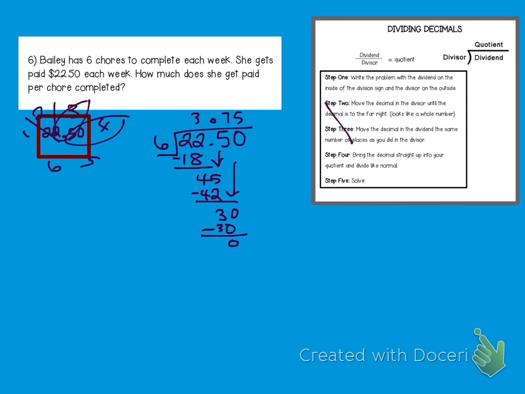Okay, you should have gotten 3.75. What does it mean to get an answer of 3.75? Look at the question. How much does she get paid per chore? Well, so we just solved the problem and we got 3.75. So that means that she gets paid $3.75 per chore.